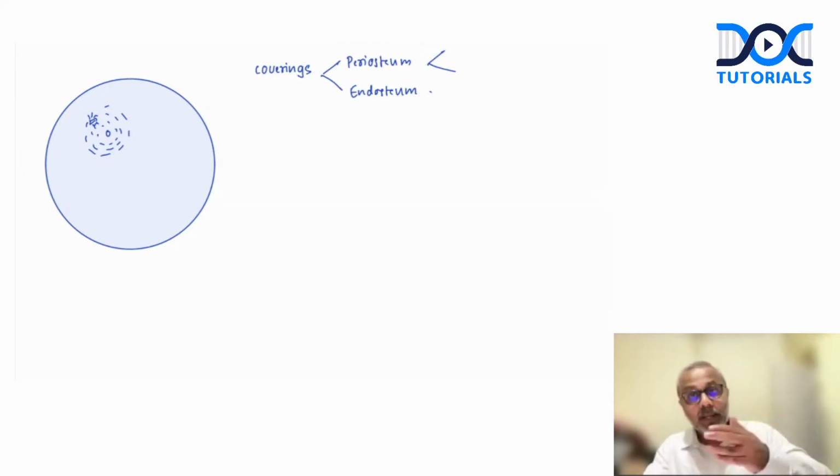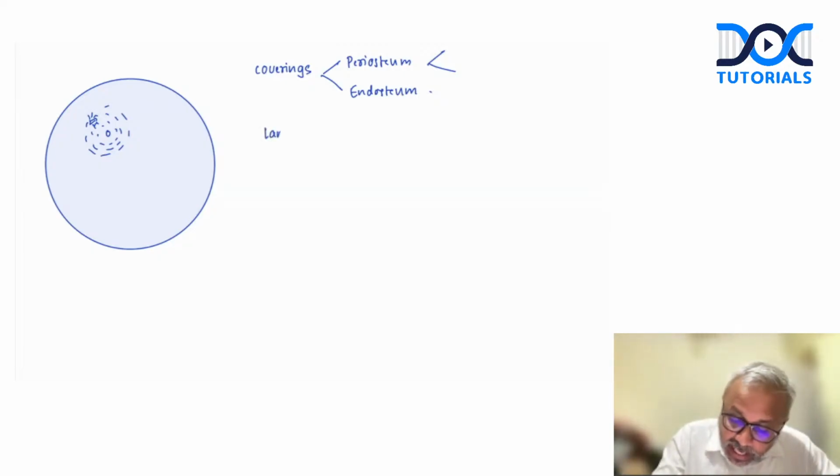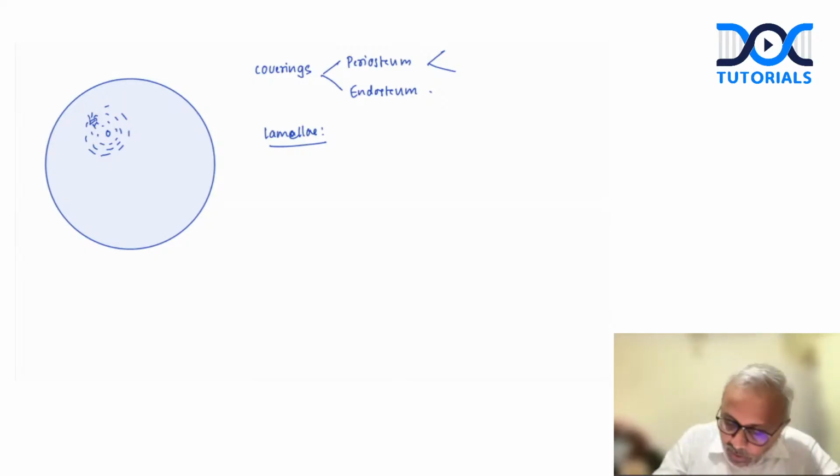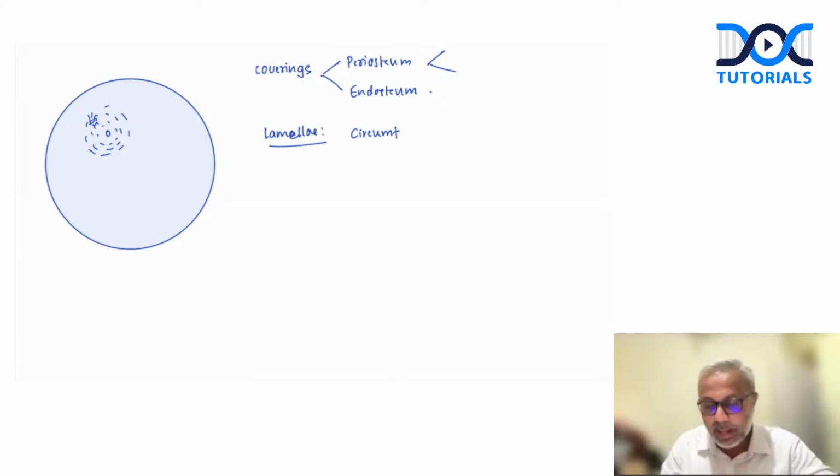Then deep to the periosteum, the entire bone tissue is organized in the form of lamellae, right? Now, what are lamellae? Lamellae are concentrically arranged bony matrix in which osteocytes, or cells of the bones, are embedded. So lamellae are of different types. Lamellae could be circumferential, right? Lamellae could be your Haversian system.